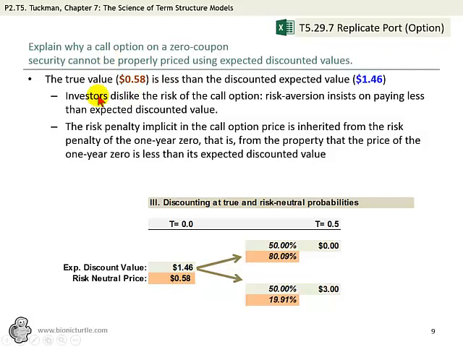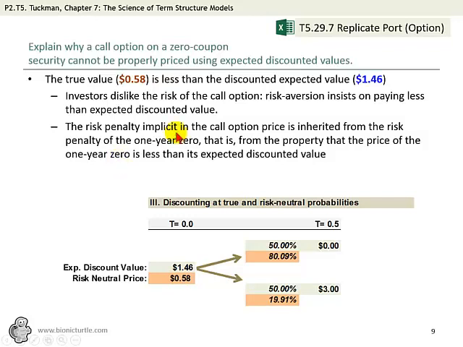And so Tuckman's point here is that the true price, and we're going to call this the risk neutral price, and we're also going to call this the arbitrage price, is less than the discounted expected value. And in fact, we could figure out what these probabilities need to be in order to do the expected discounted value and produce the 58 cents. So if we use the 50/50, we get the $1.46. But if we change these to 80 and 19 approximately, we'd get the 58 cents. How could we reconcile that?